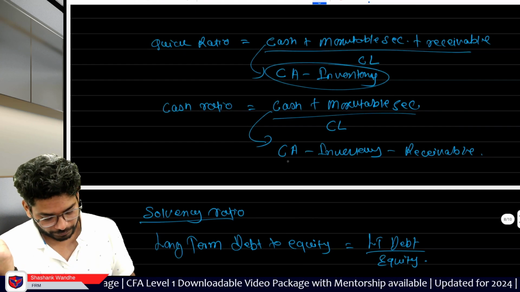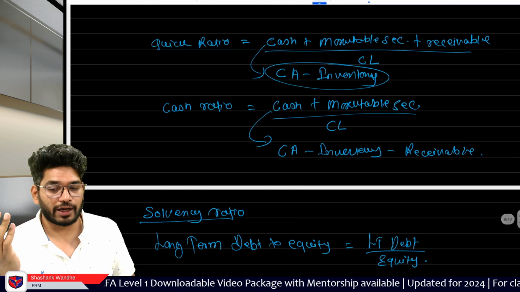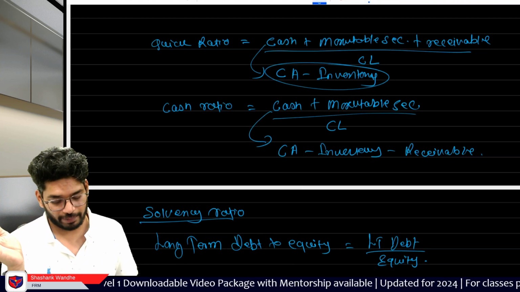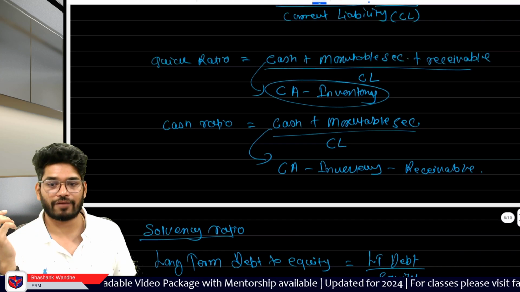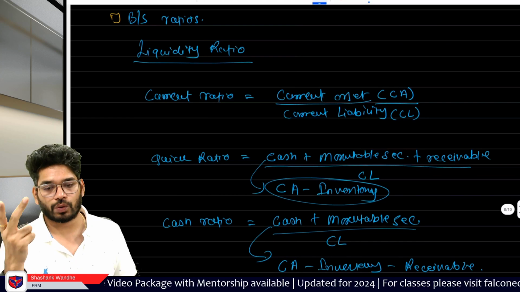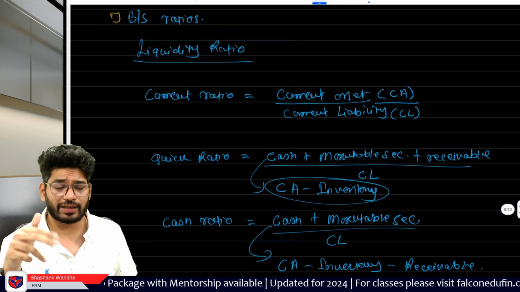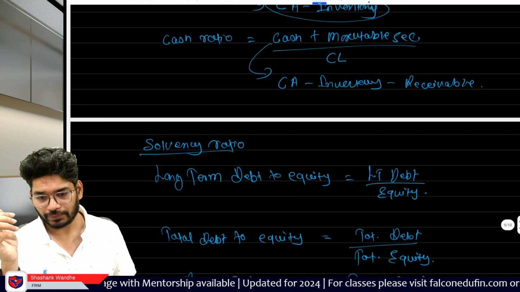Now, the alternative formula for the cash ratio numerator is current asset minus the inventory minus receivables. Remember this. So here we have the three ratios: current ratio, quick ratio, which is also known as the acid test ratio, remember this, and the cash ratio.